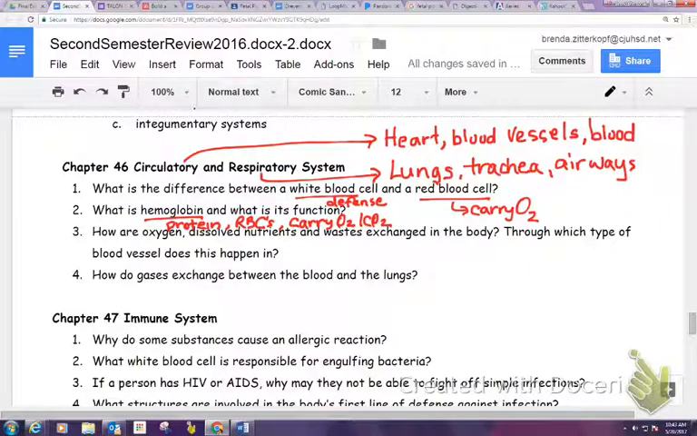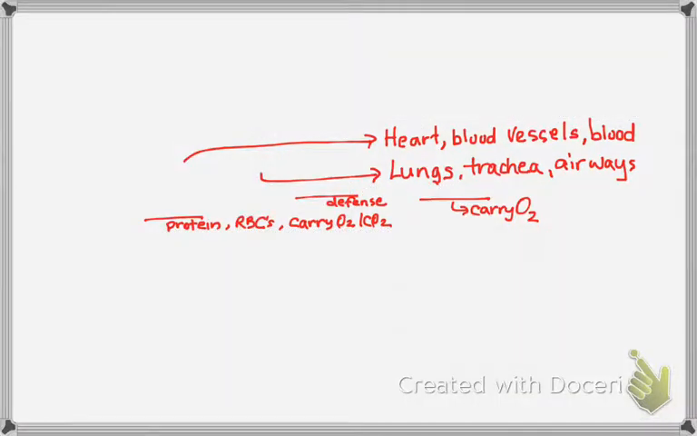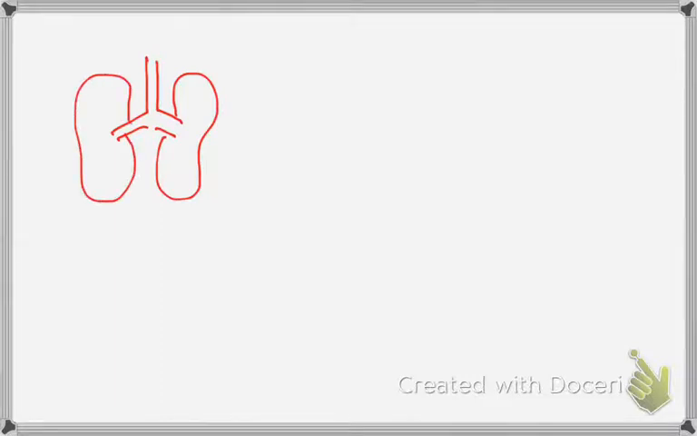How are oxygen, dissolved nutrients, and waste exchanged in the body, and through which type of blood vessel does this happen? All right, so I'll draw you pictures. Here's what I'm going to show you: the lungs come down and you have one tube, the trachea, which branches into two main branches, and you have two lungs on either side.